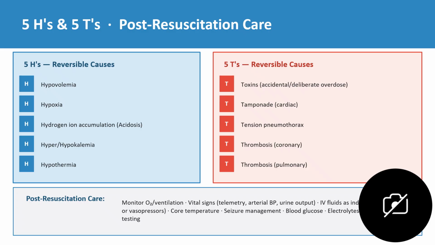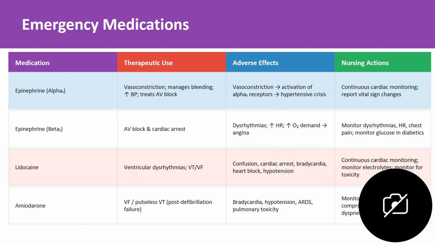After return of the spontaneous circulation, post-resuscitation care includes monitoring oxygenation, ventilation, continuous telemetry, and AV monitoring, tracking urine output, as well as administering IV fluids, inotropes, or vasopressors as ordered or prescribed, and monitoring for temperature, the vitals, managing seizures, also checking blood glucose level, electrolytes, and completing the diagnostic tests as well. All right, let's move to the next slide.